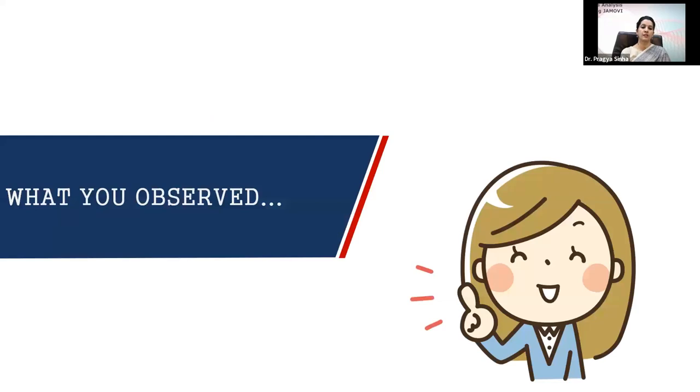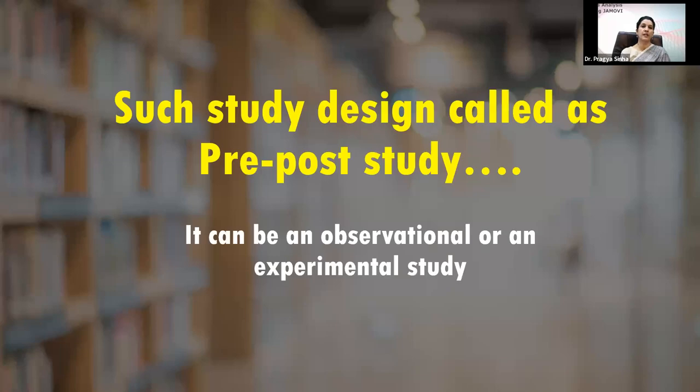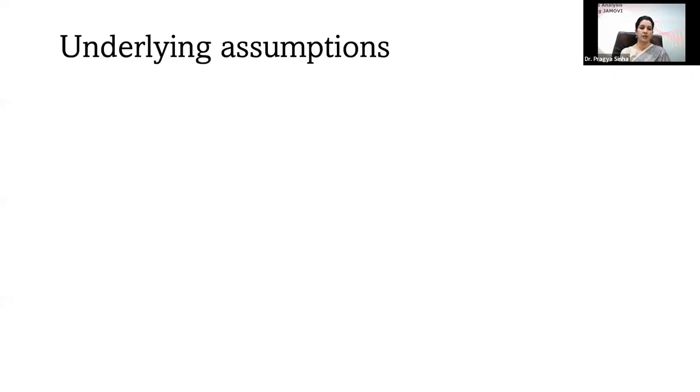So in all these examples, we have seen that there is a continuous or a scale variable, and we want to compare it before and after. So the appropriate statistical test is the paired t-test. And this type of study design is also known as the pre-post study. So let's see.